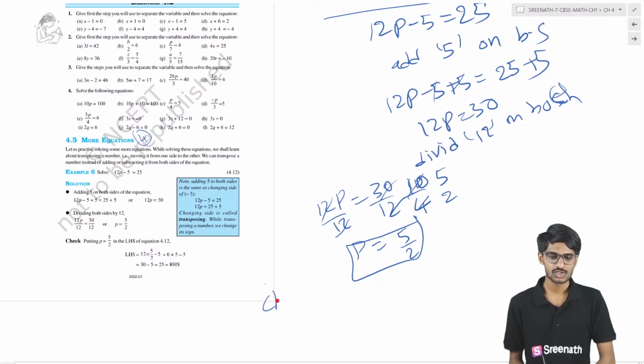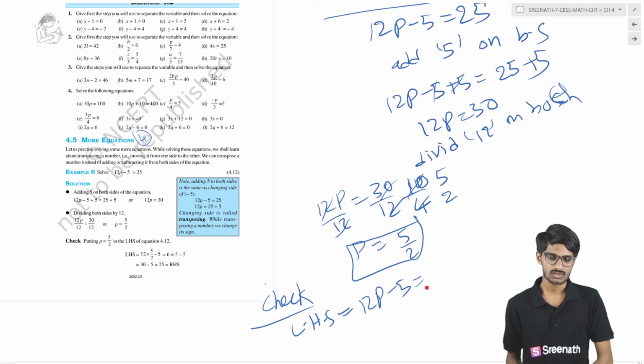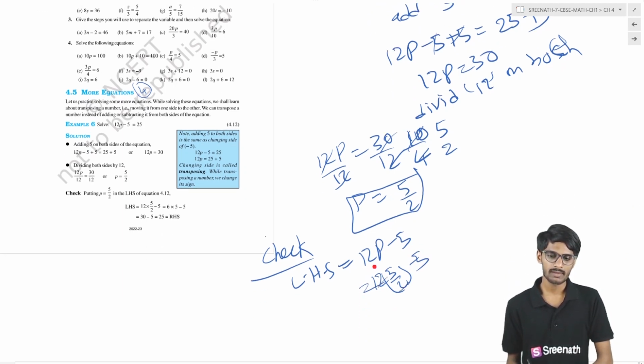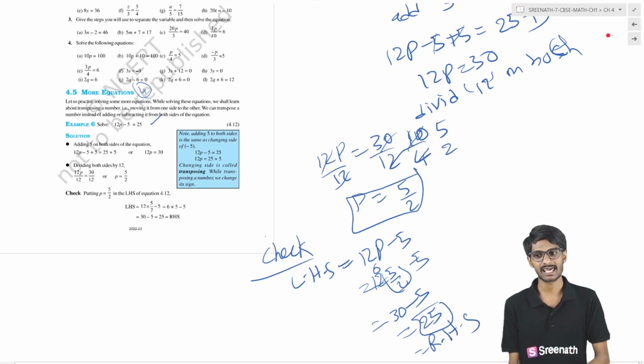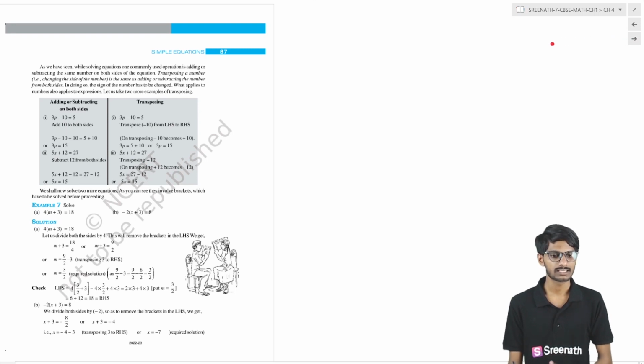If you want to check it, take the LHS and substitute the p value in it. The LHS is 12p minus 5. Substituting, 12 into 5 by 2 minus 5. 2 sixes are 12, so 6 fives are 30, minus 5, that is equal to 25. This is the RHS. If you clearly observe, the RHS is 25. So your answer is correct. In this way you can solve equations.